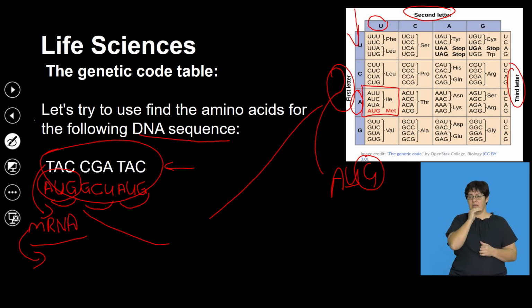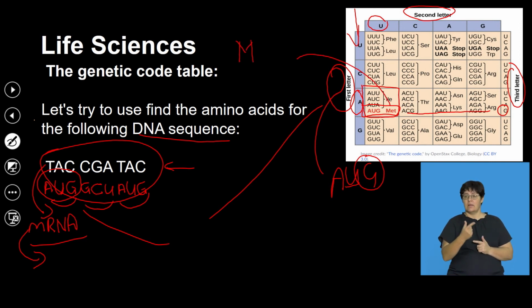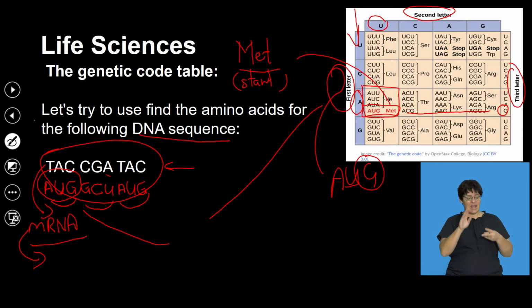So if we look at G there, and come down that line, we can see that AUG is present there. In this case, AUG codes for methionine, which is represented as an abbreviation, and is often referred to as the start codon. Let's try doing that with the second codon.